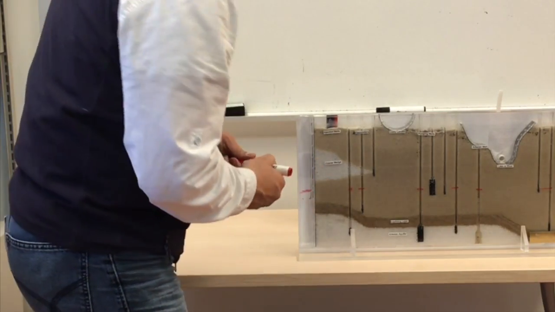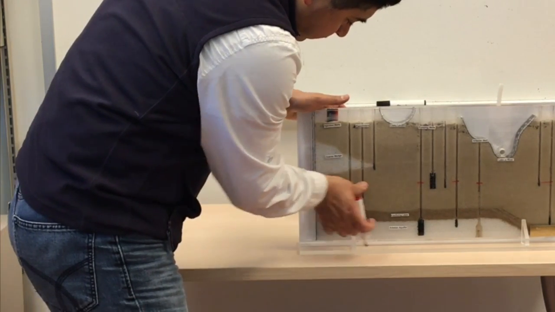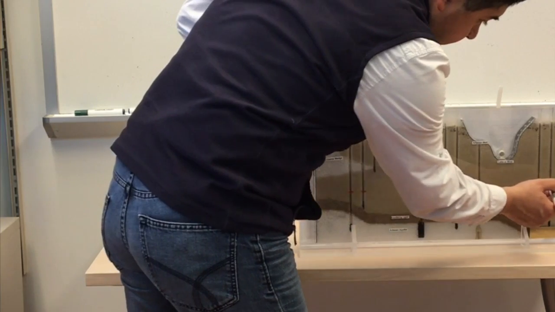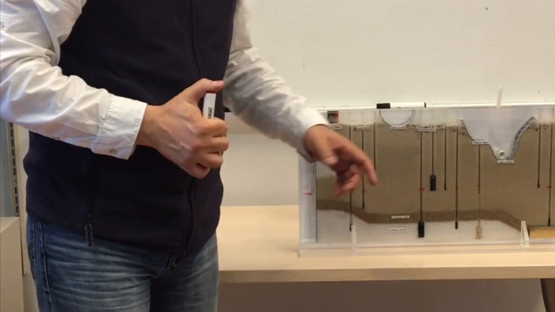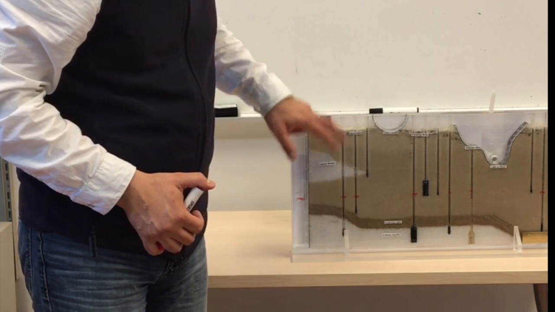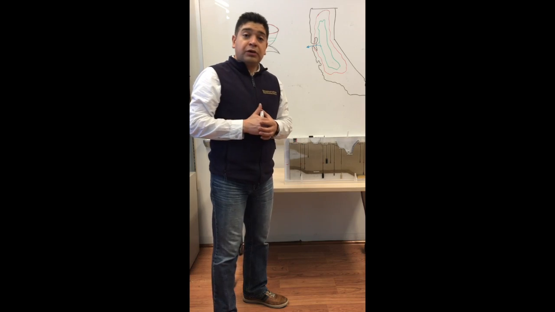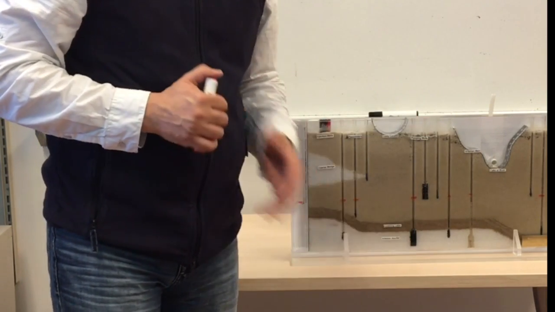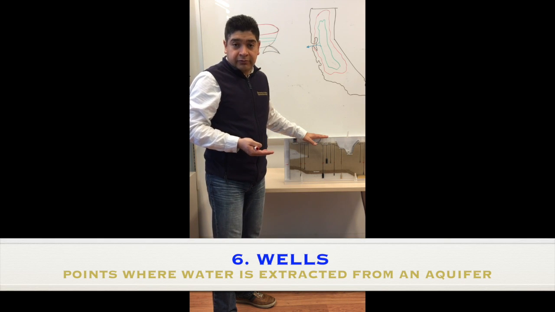In this case, this is what I drew in here. As you can see, these are the water levels in this upper aquifer. Now, we have piezometers in the upper aquifer at different depths, and we have piezometers in the deepest aquifer. Also, we have wells, and in this case, we have one well in the upper aquifer and one well in the lower aquifer. This is how we can extract water out of an aquifer.